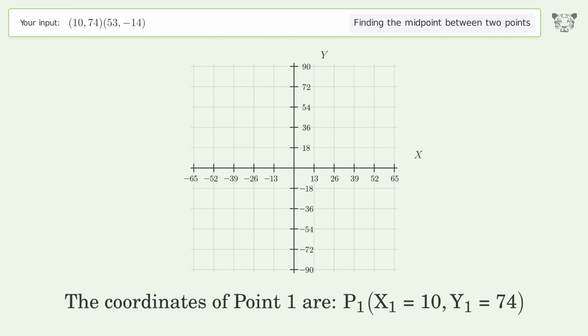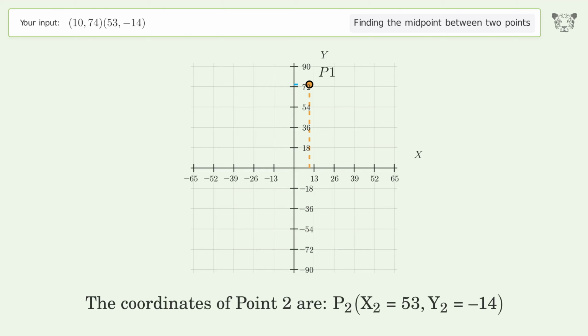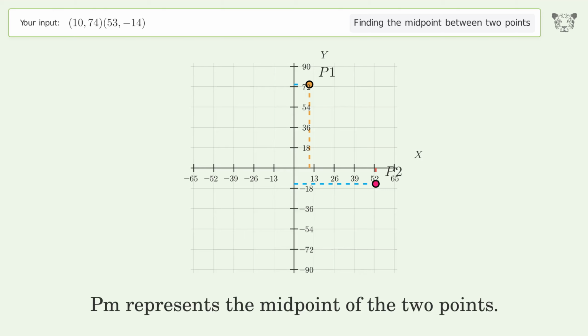The coordinates of point 1 are, x1 equals 10, y1 equals 74. The coordinates of point 2 are, x2 equals 53, y2 equals -14. PM represents the midpoint of the 2 points.